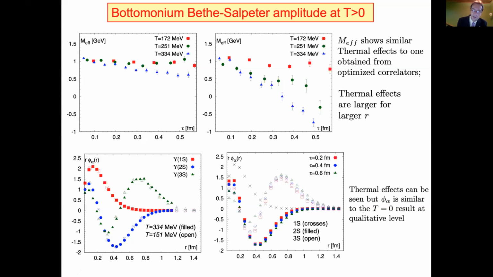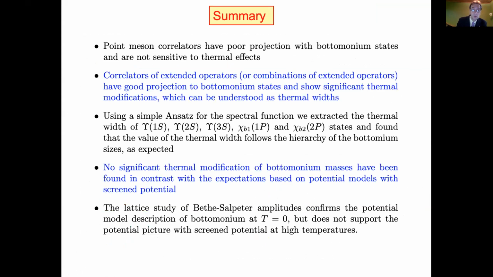And therefore, this picture where you would assume that you have a screened potential and somehow the wave function strongly modifies, the state becomes less compact, that potential picture with screened potential seems to be disfavored by this lattice calculation of the Bethe-Salpeter amplitude. Okay, so that brings me to the summary.